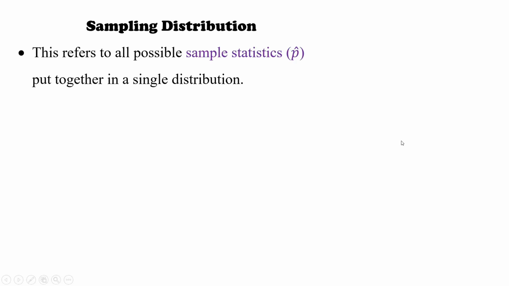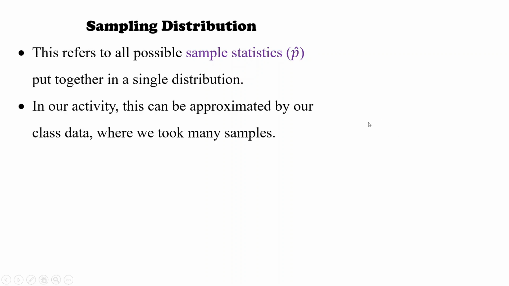Now, finally, we get to the big one, the sampling distribution. What this unit is all about. We're finally here. Now, what is the sampling distribution we created? Well, this is going to refer to all possible sample statistics, P hat being the sample statistic we gathered, put together in a single distribution. So in our simulation activity, we're going to approximate the sampling distribution and check out some of the properties that it has. Our sampling distribution that we're about to graph here is an approximation because we only did 140 sample statistics, but in reality, it's all possible sample statistics.